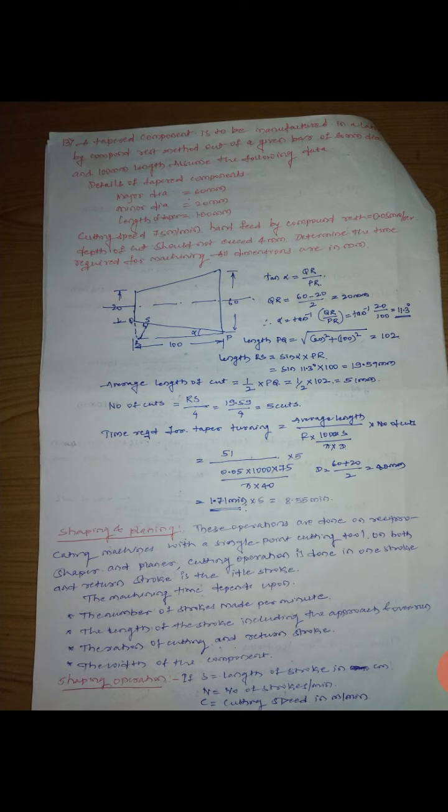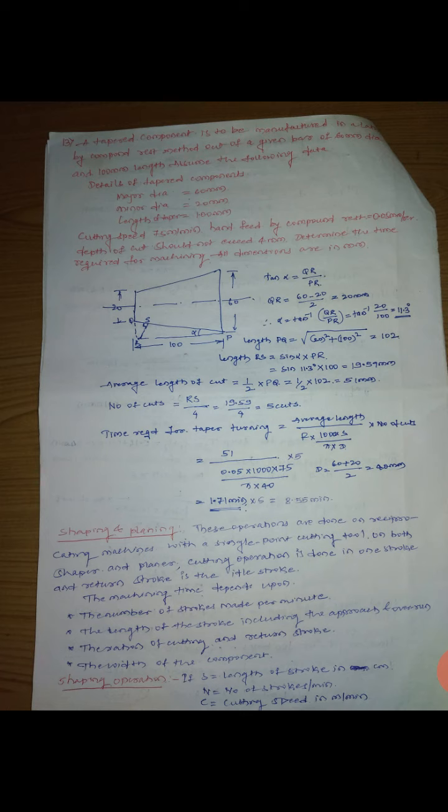First of all, you have to calculate tan alpha, that is QR by PR, where QR equals (60 minus 20) divided by 2, that is 20 mm. Then alpha equals tan inverse of QR by PR, so that is 11.3 degrees. Length of PQ equals the square root of PR square plus QR square, that is 20 square plus 100 square, that is 102. Length of RS equals sine alpha into PR, that is 19.59 mm.